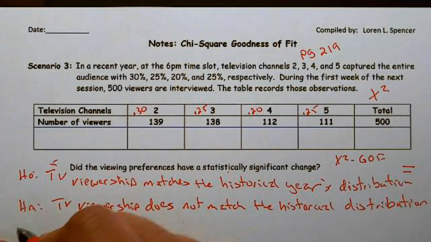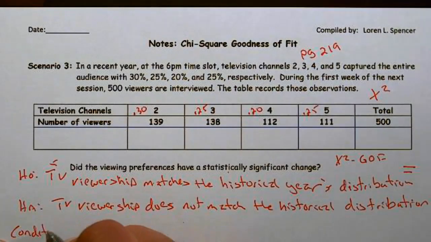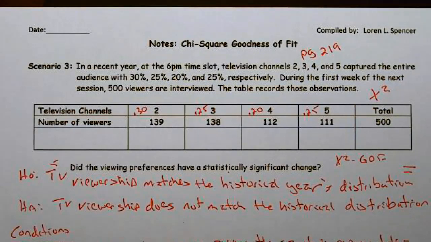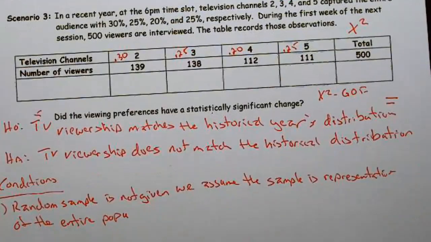All right, so our conditions. The first condition is random sample. As I noted earlier, they didn't tell us it was. Random sample is not given. We assume the sample is representative of the entire population. In other words, we sure hope it was. Otherwise, this is worthless data.